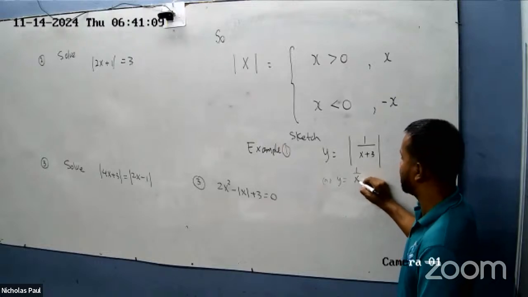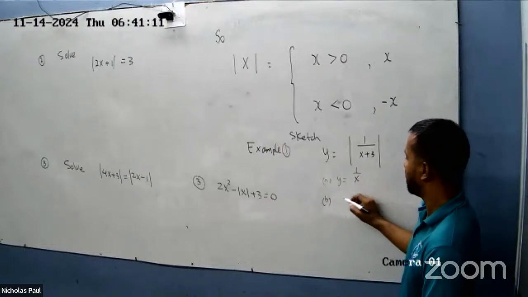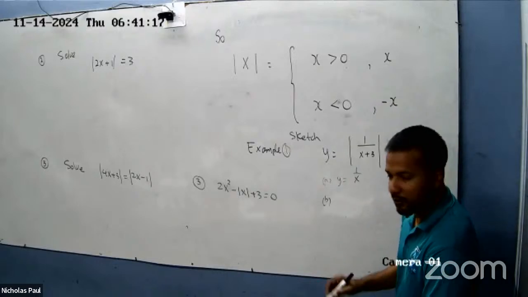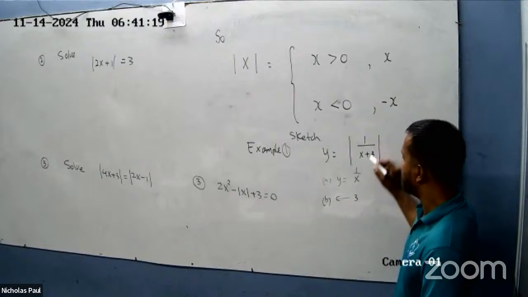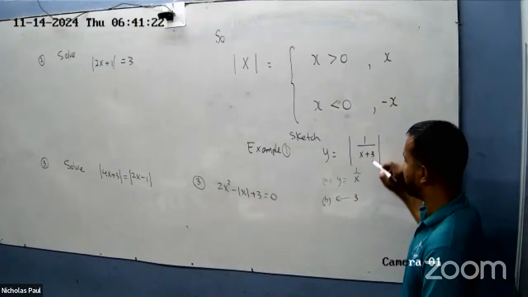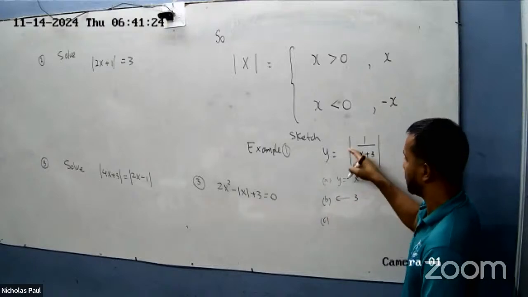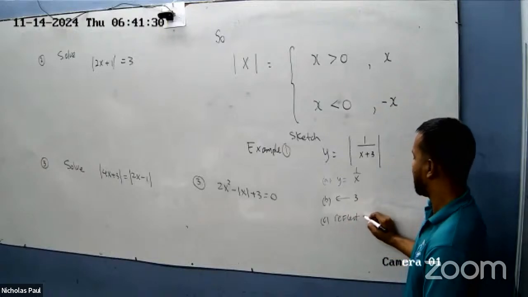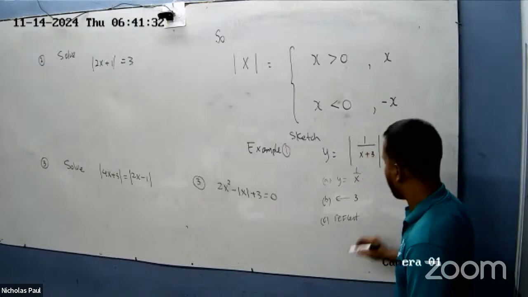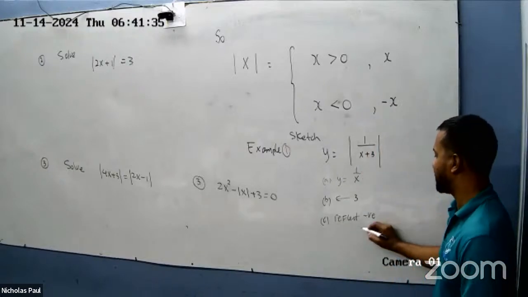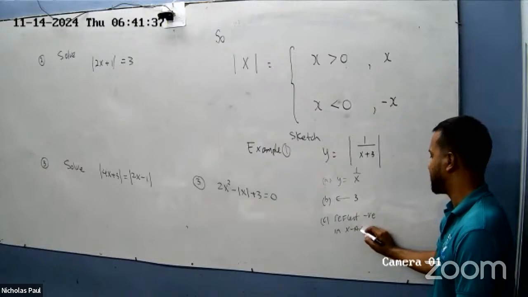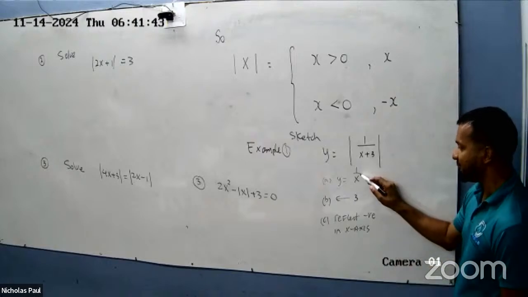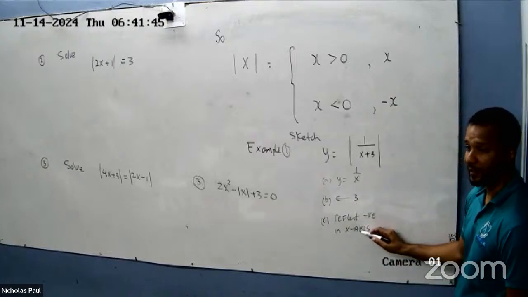Y is what? Y is 1 on x. Then what are we doing? Which means you're going to the left 3. So you start with the base, you move to the left 3, and then what? Modulus means you're reflecting the negative part in the x-axis. That's all we're doing, right? So we start here, then we shift it 3, and then we're reflecting in the x.